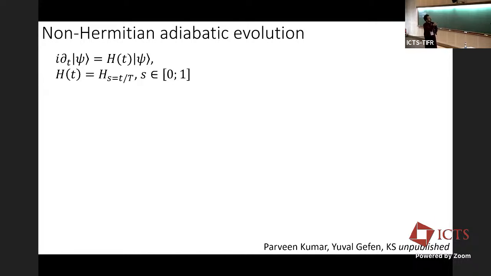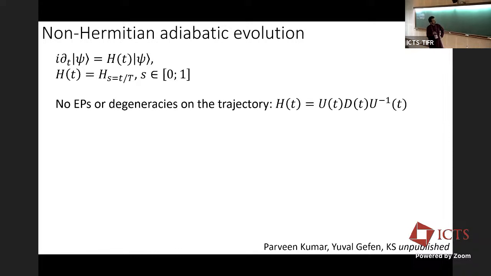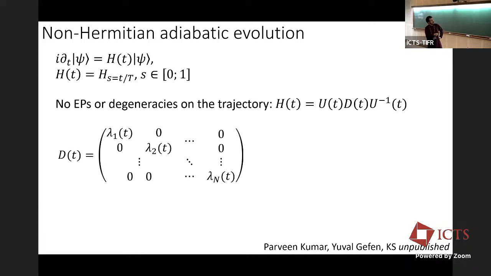You have the Schrödinger equation, and the Hamiltonian evolves over time capital T. Typically, people think of a closed evolution. The Hamiltonian in the end is the same as in the beginning. I will not require that. Any Hamiltonian trajectory is fine for me. But what I will require is that on the evolution trajectory, there are no exceptional points and no degeneracies, so that I can always diagonalize my Hamiltonian. And the eigenvalues are always distinct, so that if I go sufficiently slowly, the difference between the eigenvalues can be made larger than the rate of changing the Hamiltonian.